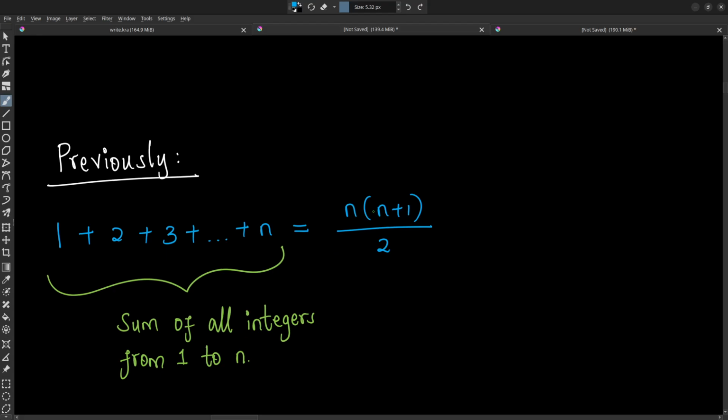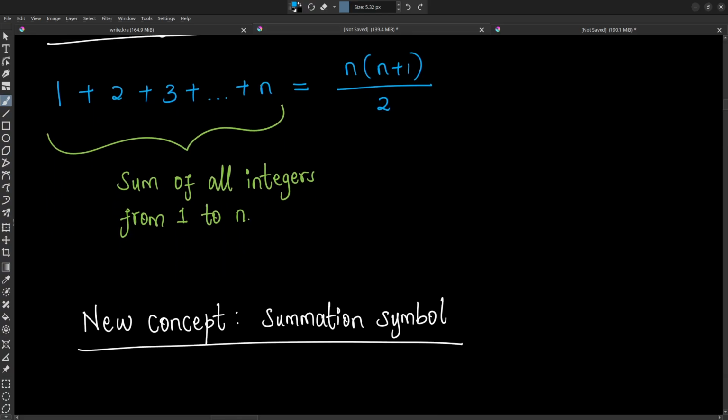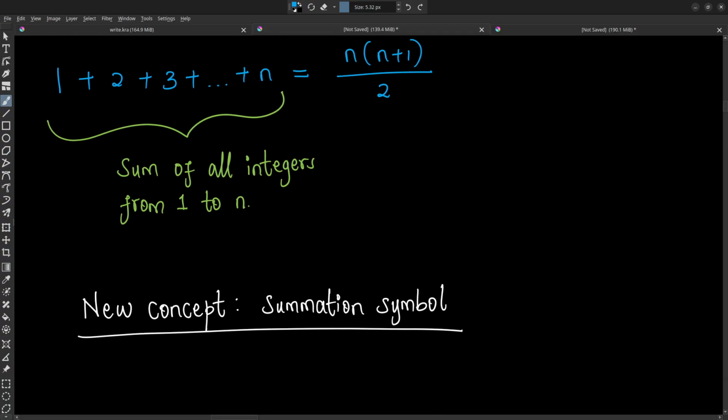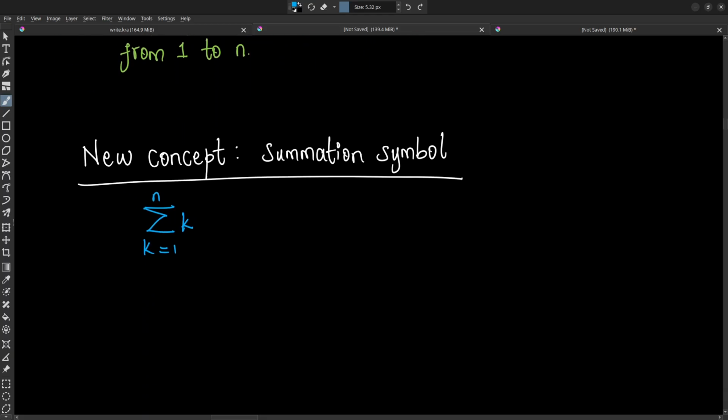Now this formula is going to come in handy a bit later, but for now I want to introduce a new concept, and the concept is the summation symbol. Consider the sum of all integers from 1 to n, so 1 plus 2 plus 3 all the way to n. That's the same as writing the summation where k is equal to 1, and k is just a random variable, all the way to n of k.